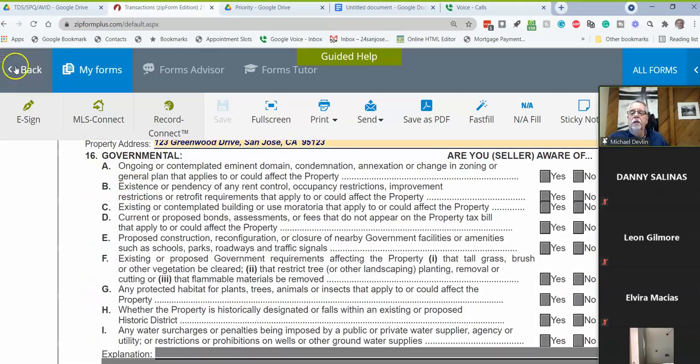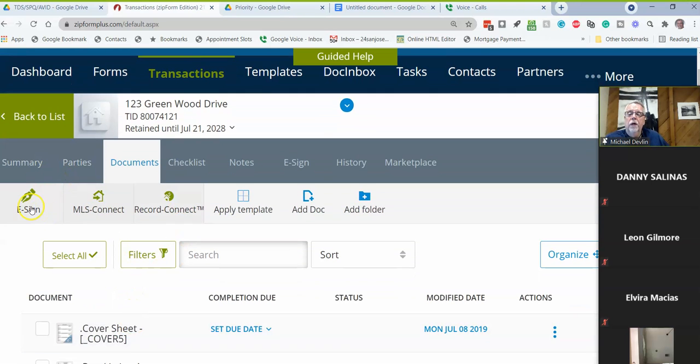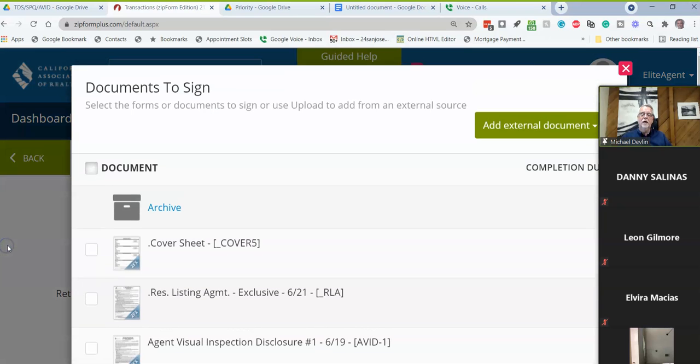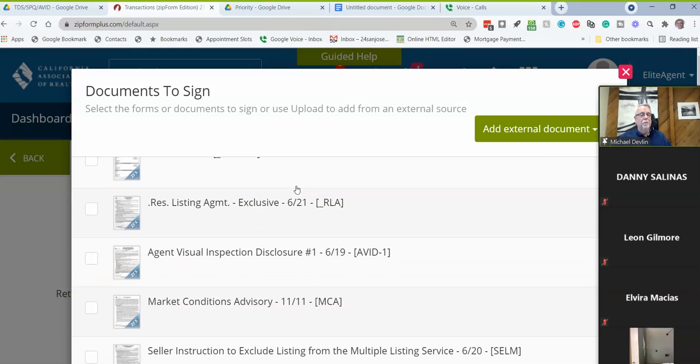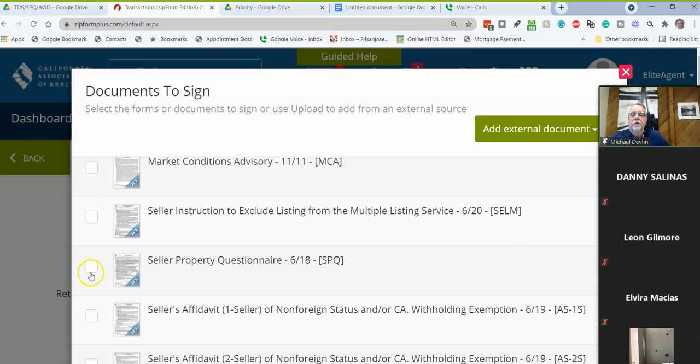Now, if I were going to do this for real, I would go to, and by the way, one of the things that would help, certainly me, if I'm helping you, is if you learned how to use zipForms, Lone Wolf Technologies, RPR, the multiple listing service and what's related to that, how to set up templates in zipForms, and how to do e-signatures. It would just make everything happier.